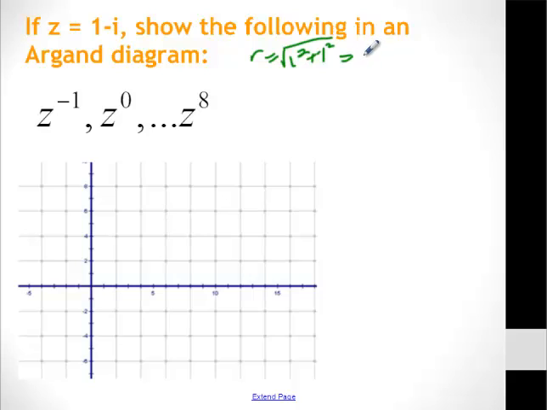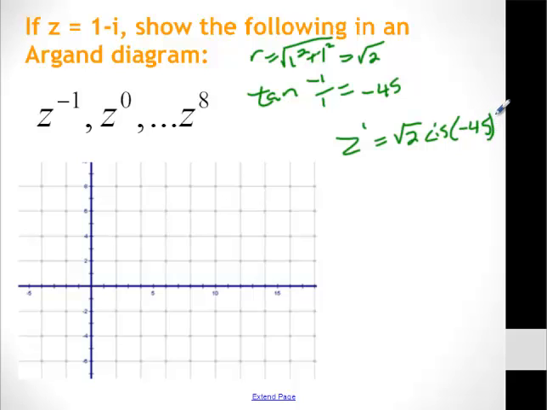plus negative 1 squared, which is still square root of 2, and the angle I get, tangent of negative 1 over 1, that's in the fourth quadrant, but instead of saying 315 degrees, I'm going to look at it as negative 45. So z to the first power is square root of 2 cis negative 45.